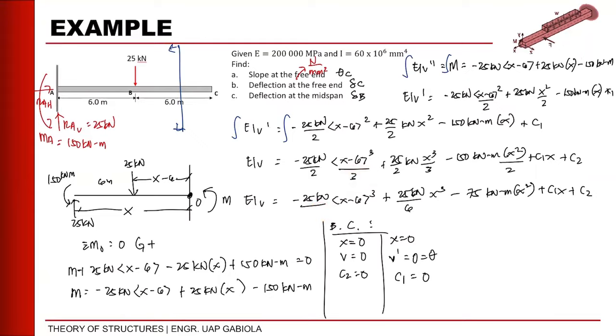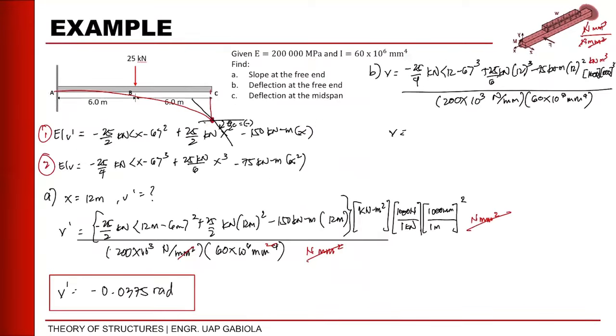So, yan. Yan yung pwedeng maging very crucial sa atin, no? Pag namali tayo ng sulat. So this should be 6. So let me do that again. So 25 over 6. So times 1,000 to the fourth. Plus divide natin by 200 times 10 to the 3 times 60 times 10 to the 6. Ayan. So we will have negative 375 mm as our deflection dun sa free end natin.